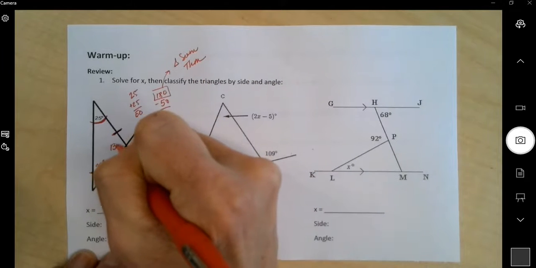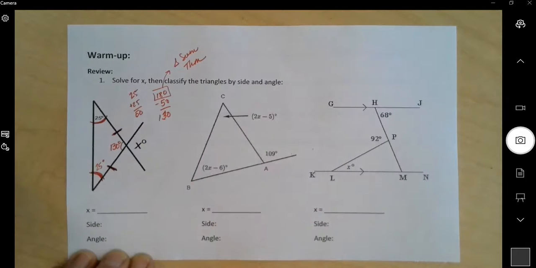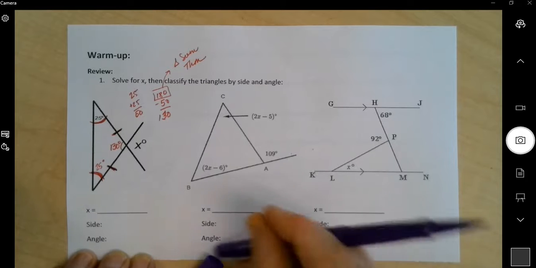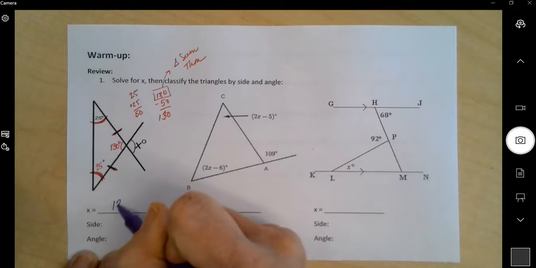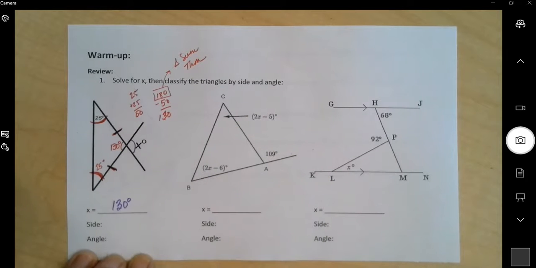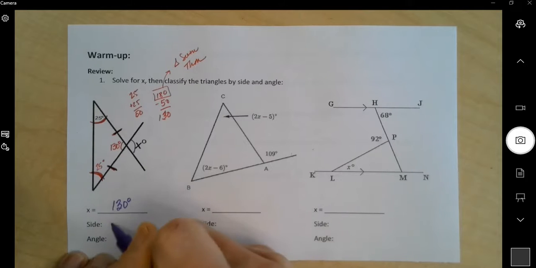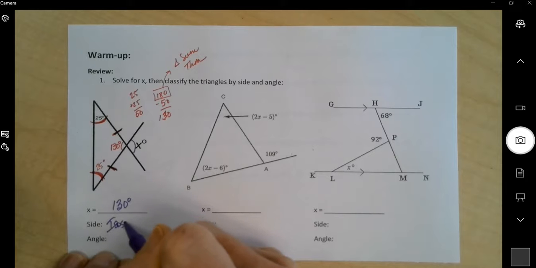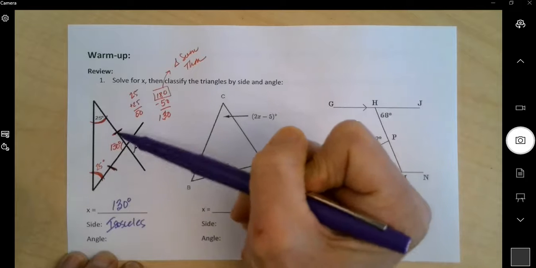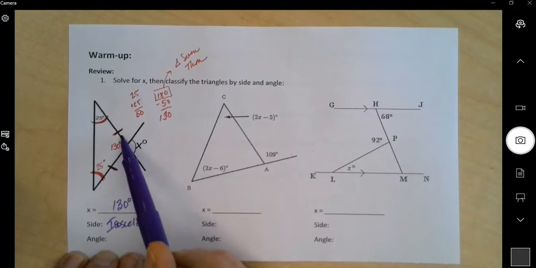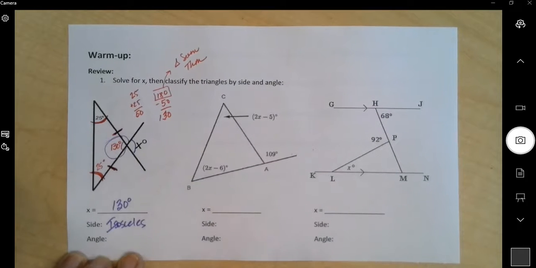James, you've got a 130 degree angle here. How does that help me find x? Yeah, because x and that 130 degree angle are vertical, which means that they have the same measure. So x is equal to 130 degrees. It's time to classify it by side and angle. What do you want to say? Isosceles. I'll buy that because I've got two congruent angles and two congruent sides. But this I'm not sure is acute. Help me out.